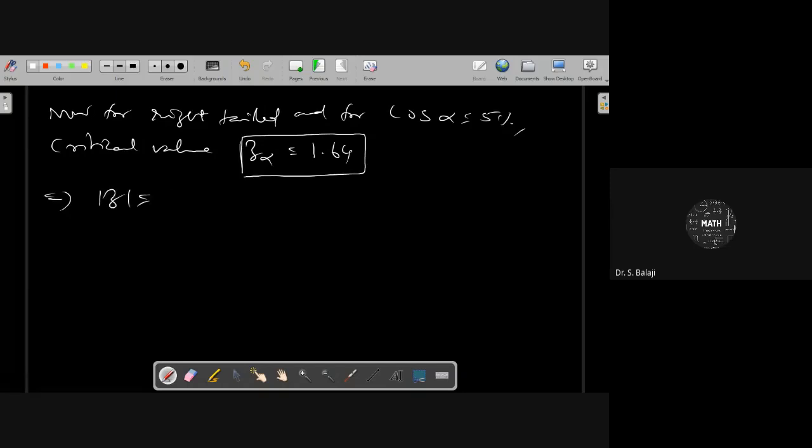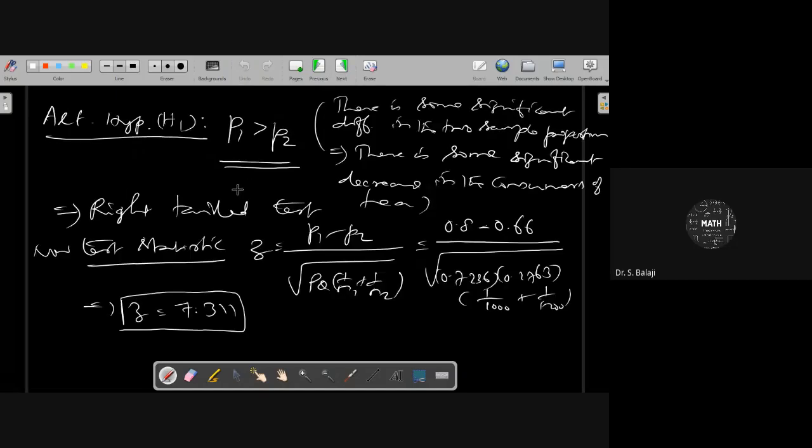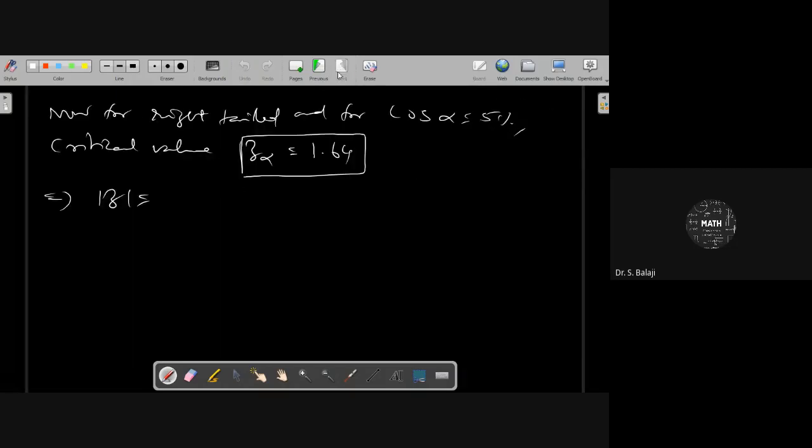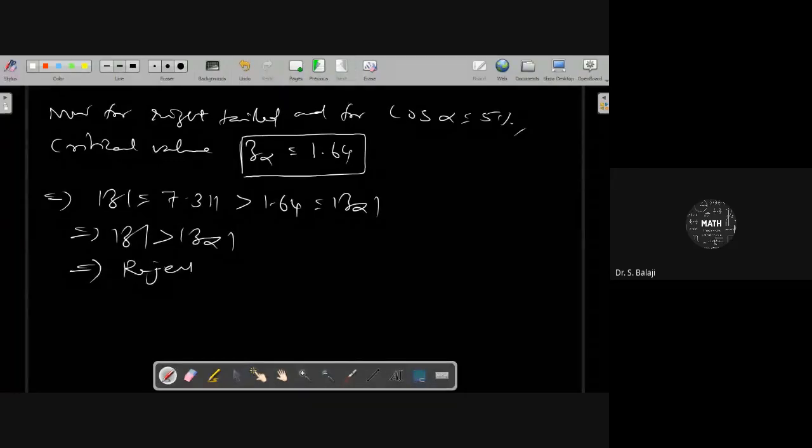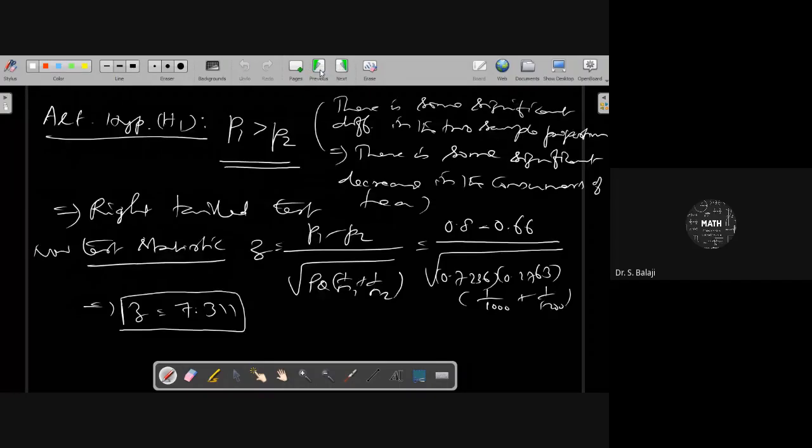Modulus value of Z equal to 7.311, which is greater than 1.64, the critical value. Therefore, the calculated modulus value of Z is greater than the critical value. Because of greater than, you have to reject H0. Reject H0 means accept H1. Accept H1 means what about your answer here?